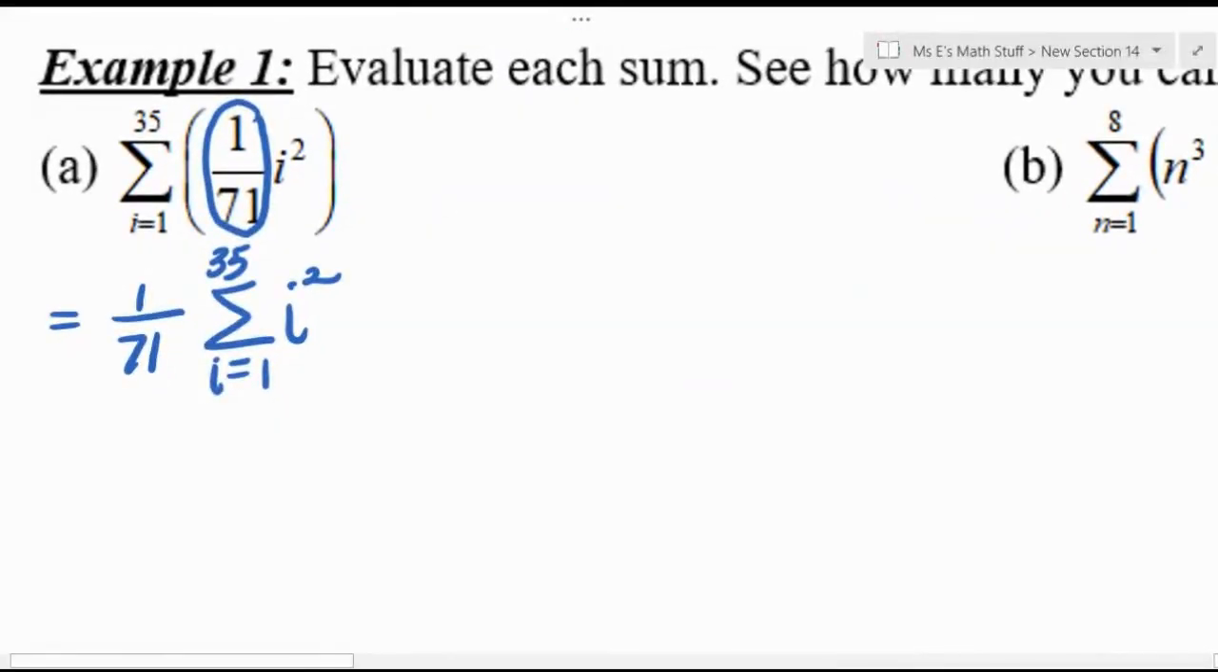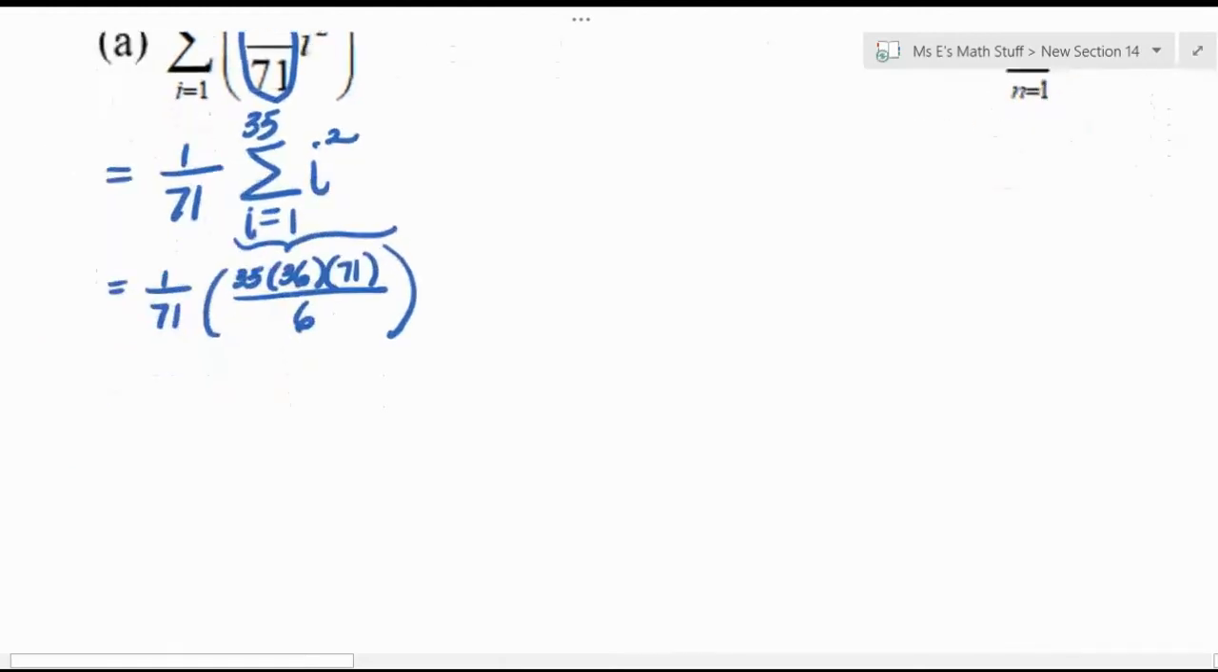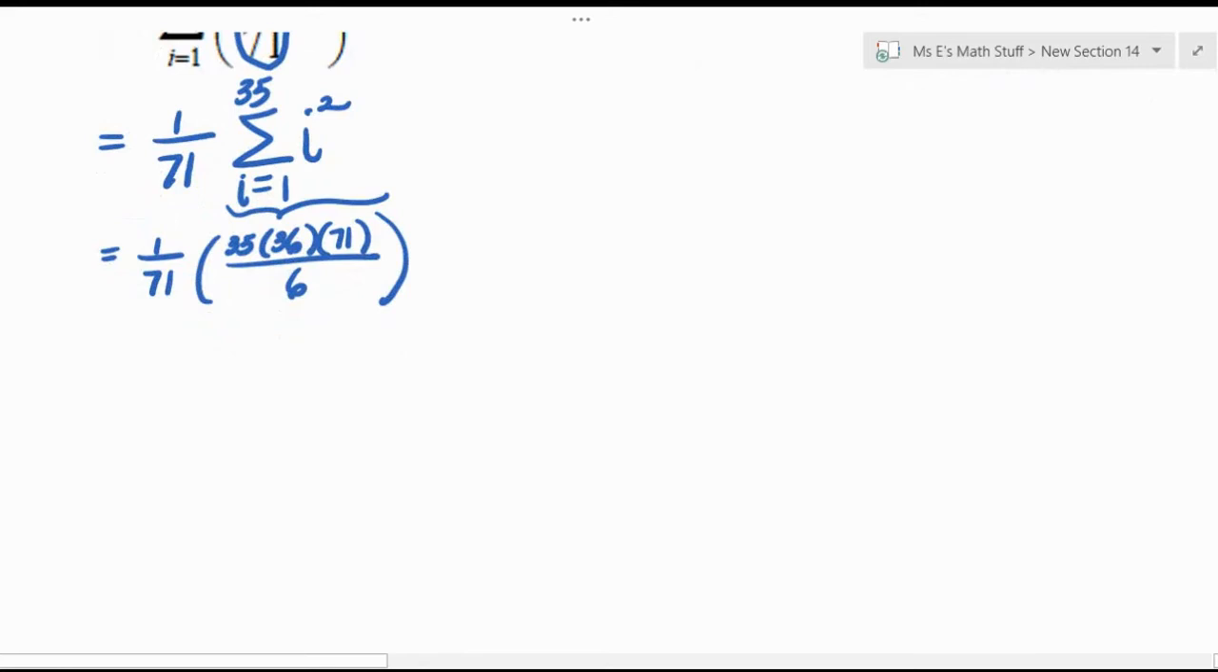So from there, you would have the 1 over 71, and then you would replace the sum with your upper bound times your upper bound plus 1, multiplied by double your upper bound plus 1, all over 6. All right, hopefully this is making sense. Okay, and then from there, now the 71 maybe makes a little more sense. You could cancel things out. So the 71s cancel, the 6 and the 36 cancel, you're left with 6.